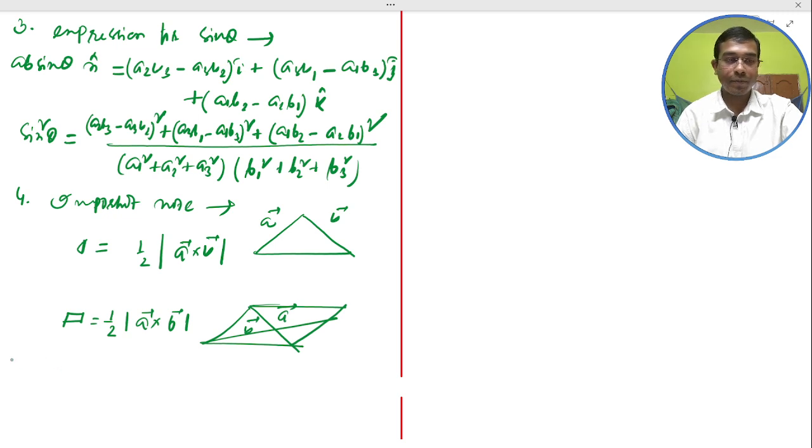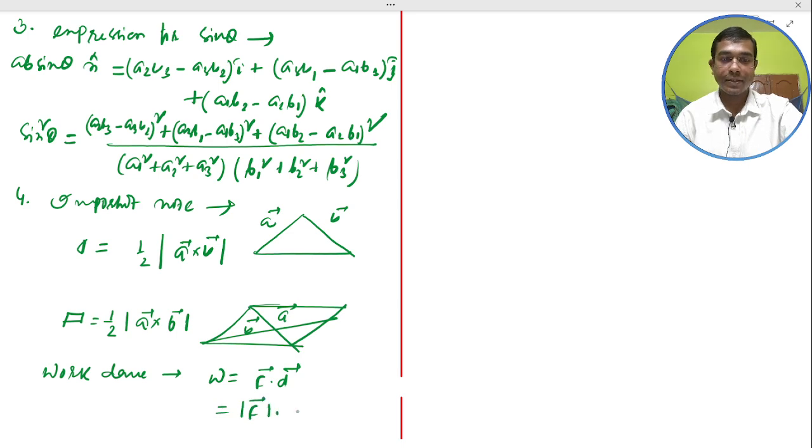Next, the work done by the force. Work done, that is W, equals F dot d. This is nothing but F d cos theta.